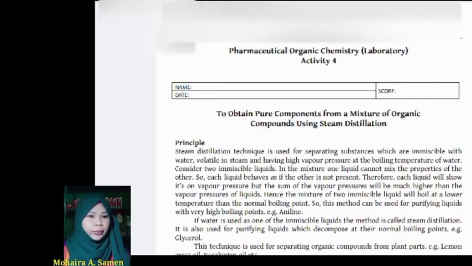In order to know the meaning of steam distillation, we are going to know first our aim. Our aim in this experiment. Aim is what we call the purpose. So, our aim is to obtain pure components from a mixture of organic compounds.